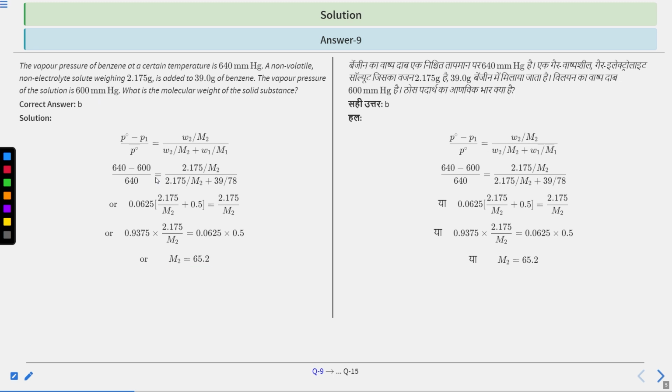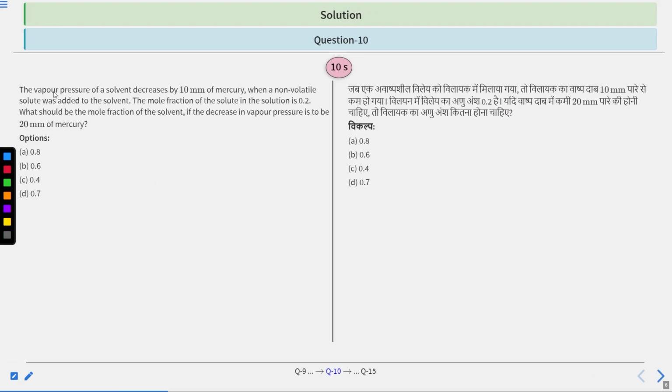Okay, let's move to question number 10. The vapor pressure of a solvent decreases by 10 mm of mercury when a non-volatile solute is added to the solvent. The mole fraction of solute in the solution is 0.2. What should be the mole fraction of the solvent if the decrease in vapor pressure is to be 20 mm of mercury? Options are 0.8, 0.6, 0.4 or 0.7. You have 10 seconds to solve this question. After that, we will see the answer.